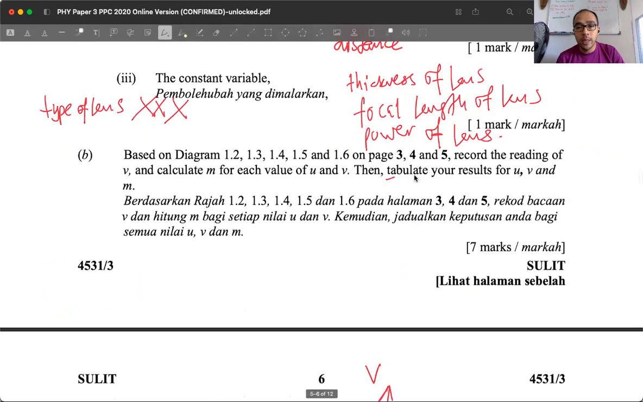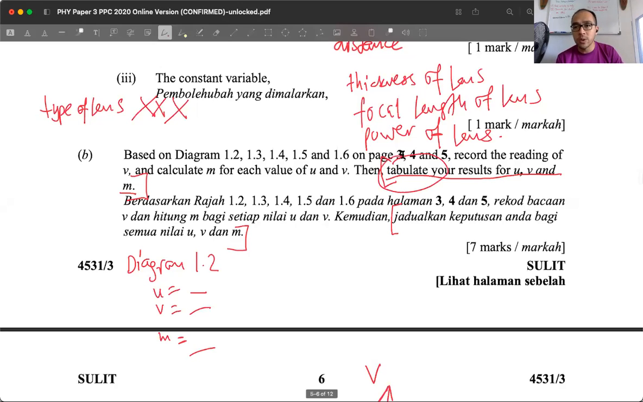Then tabulate your results. This is where I get very annoyed, because the instruction is very clear: tabulate. Even if you don't understand the English, the Malay says jadualkan lah. Yet some people still give me diagram 1.2, U equals blah blah blah, V equals blah blah blah, M equals blah blah blah, and then expect full marks because their reading is correct. Did you follow the instruction according to the question? No.